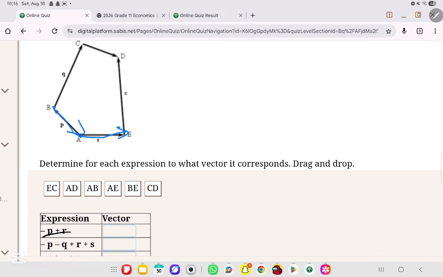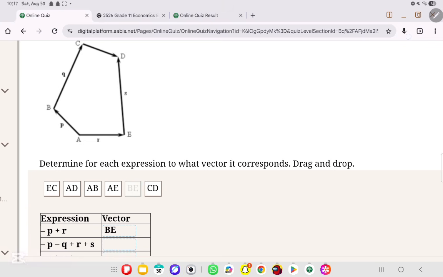Now we take the starting point. The starting point is at letter B, and the ending point is at letter E. So we connect them together, and we will get vector BE. Very simply, this is how you are gonna solve it. The next one is this one.